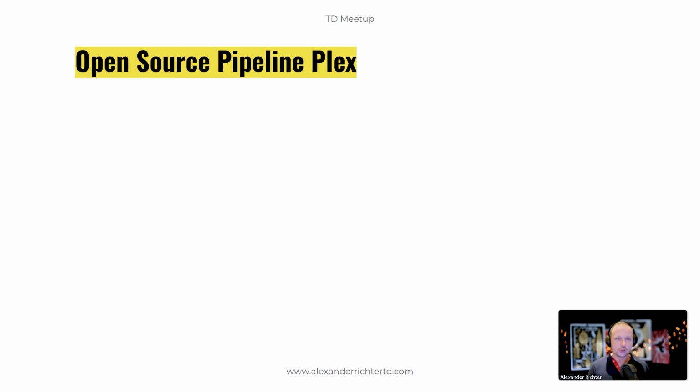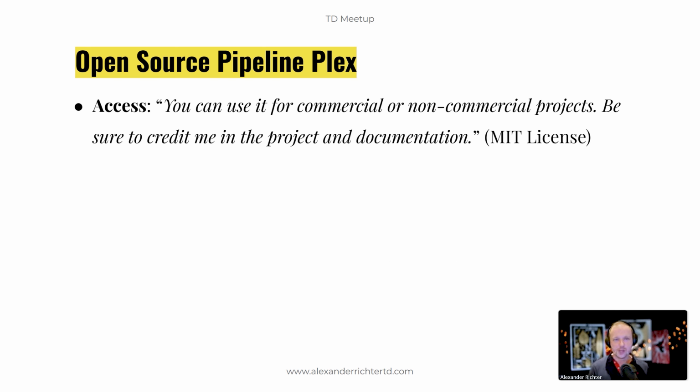So the core principles of the Open Source Pipeline Plex was basically access. So the first thing I did was to put it under the MIT license. This means you can use it for commercial and non-commercial projects. Be sure to credit me in the project and documentation, which means use it for whatever you want. You can download it and use it, change it, update it, whatever. You can just use it as a template. You can just follow the wiki, whatever you want to do.